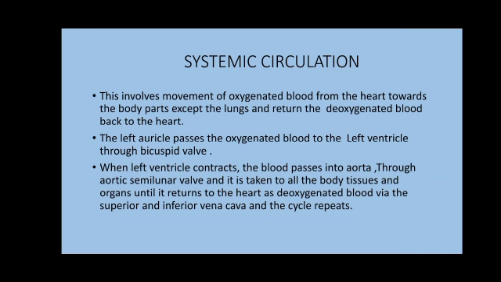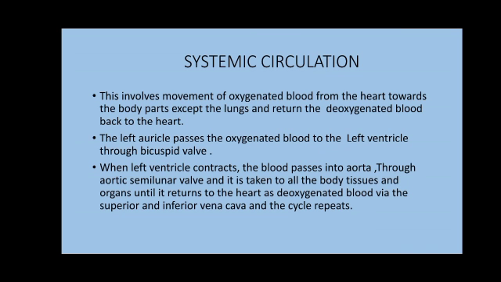What is systemic circulation? This circulation involves the movement of oxygenated blood from the heart towards the body parts except the lungs, and return of the deoxygenated blood back to the heart. The left auricle passes the oxygenated blood to the left ventricle through the bicuspid valve.